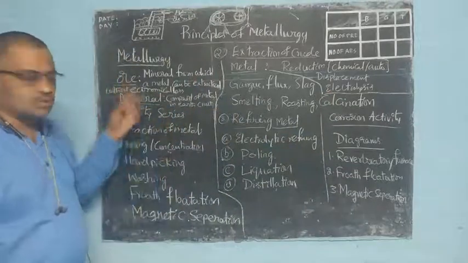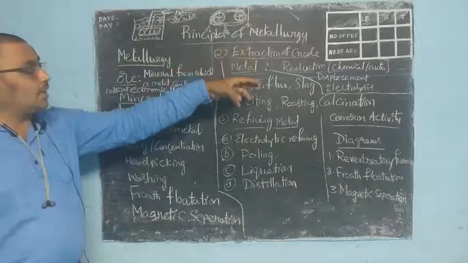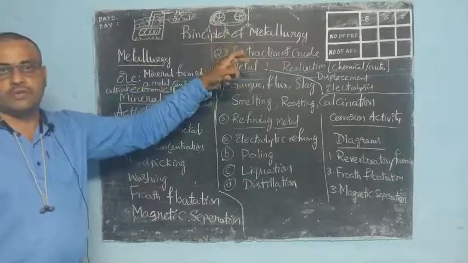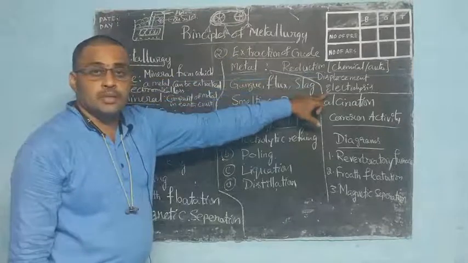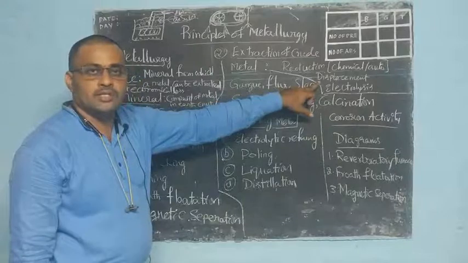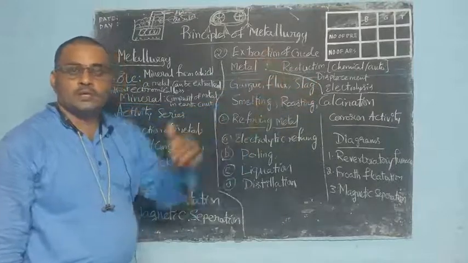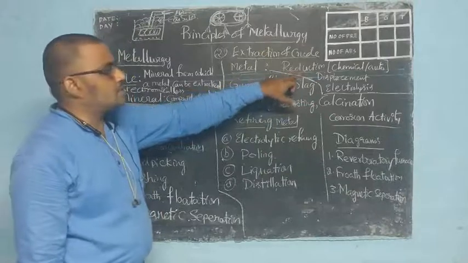So in the first step we have taken this one, and in the second step we extract the crude metal from that. The electrolysis process is utilized for the highly reactive metals, the displacement process will be utilized for the low reactive metals, and for the moderately reactive metals the reduction process will be used.